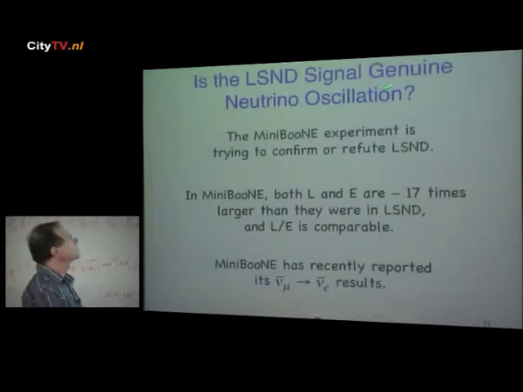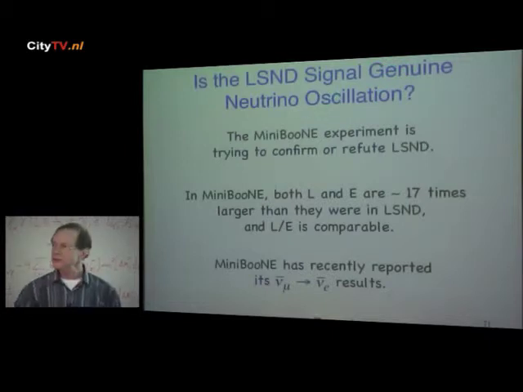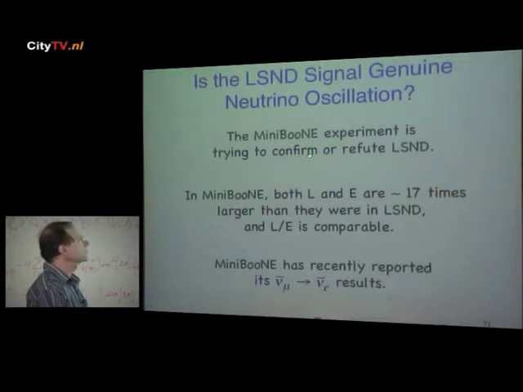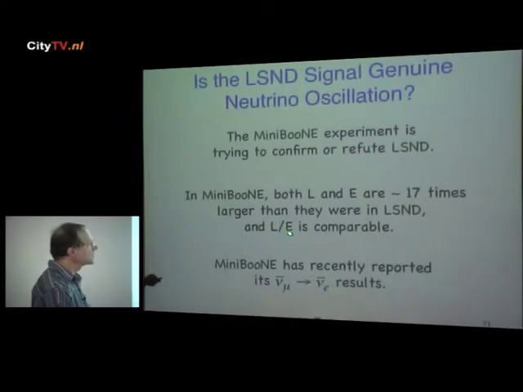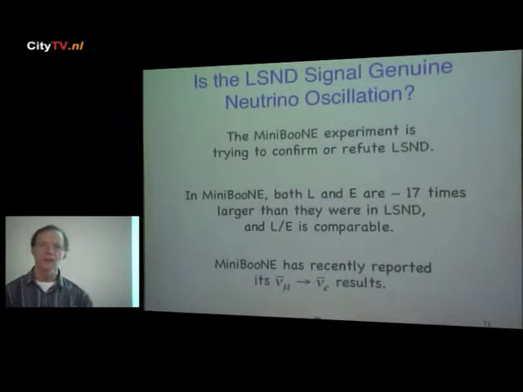The question is, is the LSND signal genuine neutrino oscillation? The MiniBooNE experiment at Fermilab is trying to confirm or refute LSND. Now in MiniBooNE, both L and E are about 17 times larger than they were in LSND, but L over E, their ratio, is still about the same as LSND, namely 1.